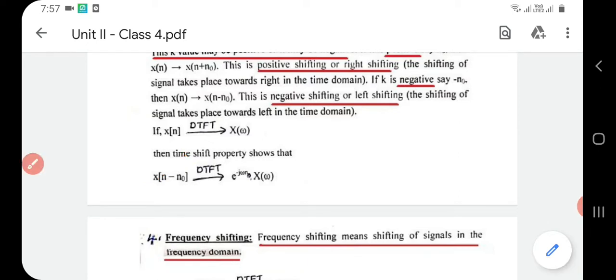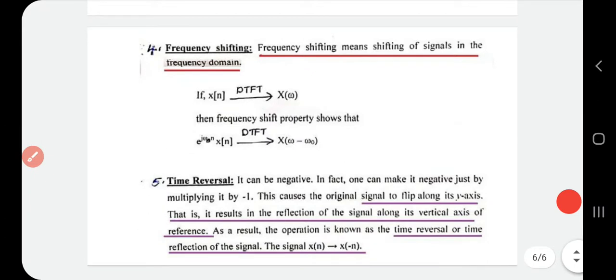The next one, the last one, is time reversal. One can make a signal negative just by multiplying it with minus 1, and when you multiply it with minus 1, what happens to the original signal? It will flip along its y-axis. This means that it results in a reflection of the signal, or the signal will get reflected along the vertical axis of reference. So this operation is called time reversal or time reflection of the signal, and the signal x of n gives x of minus n.